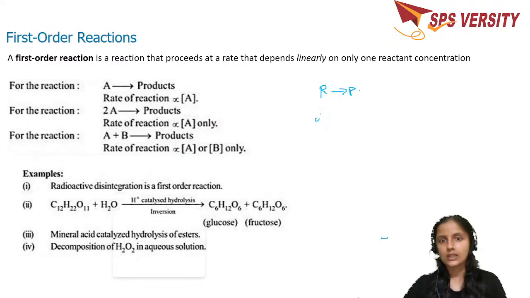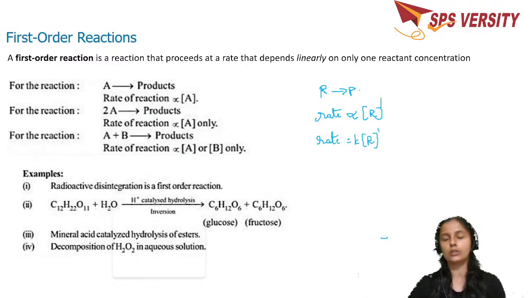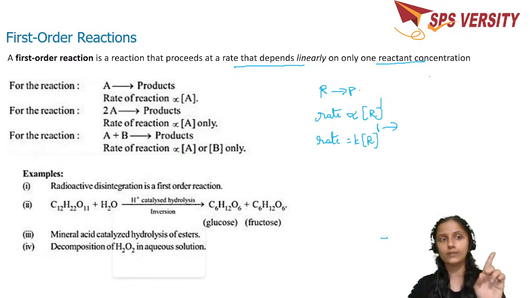Then the rate is directly proportional to the concentration of the reactant to the power 1, or rate is equal to rate constant into the concentration of the reactant to the power 1. So if the order is equal to 1, then it is called a first order reaction. That means the rate depends linearly on one reactant concentration, only one.